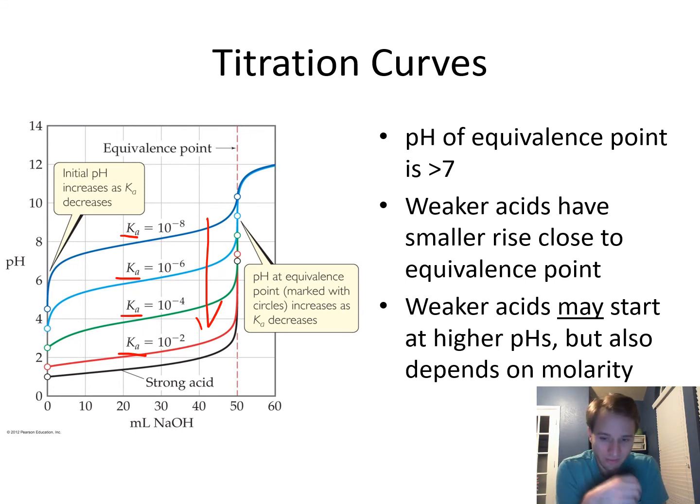Because the weaker the acid, the stronger the conjugate base is going to be. So for this Ka of 10 to the minus 8, the conjugate base formed at the equivalence point is going to be a much stronger base than the conjugate base that's formed when I have a Ka of 10 to the minus 2. And so if I have a stronger conjugate base, that's going to form a more basic solution, so it's going to have a much higher pH, okay? And so this is the trend that you'd see if you were to do a titration curve of different acids of different acidic strengths, okay?